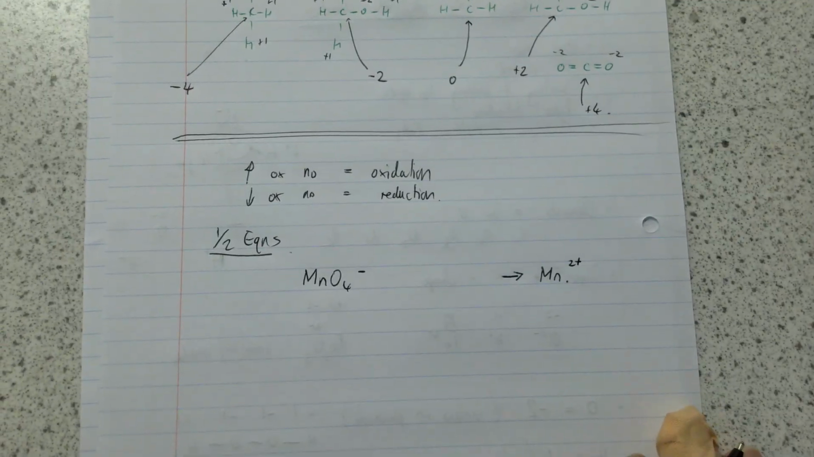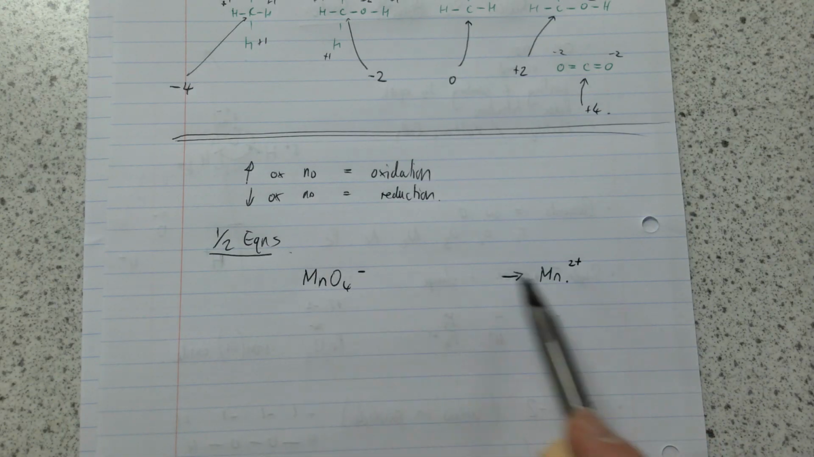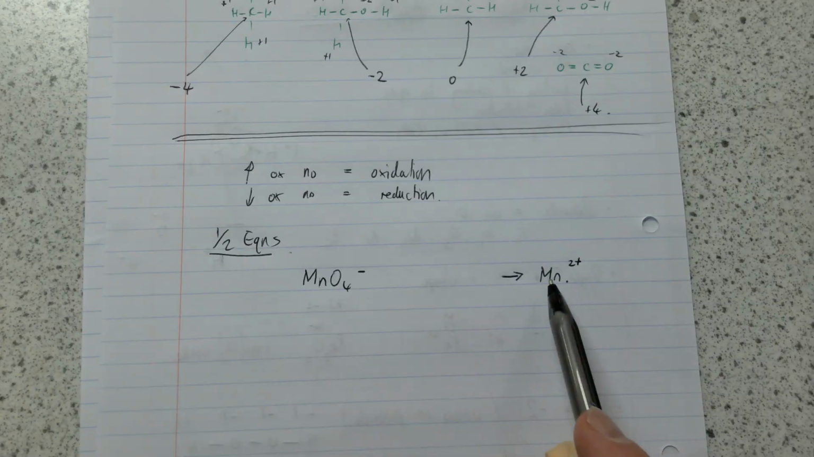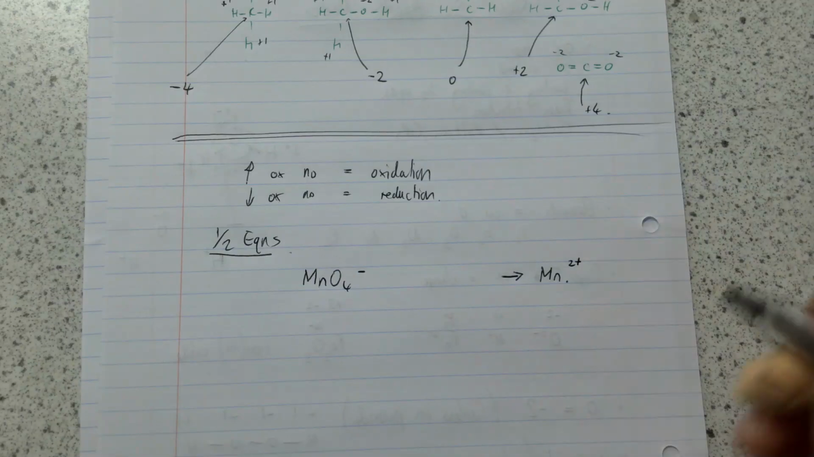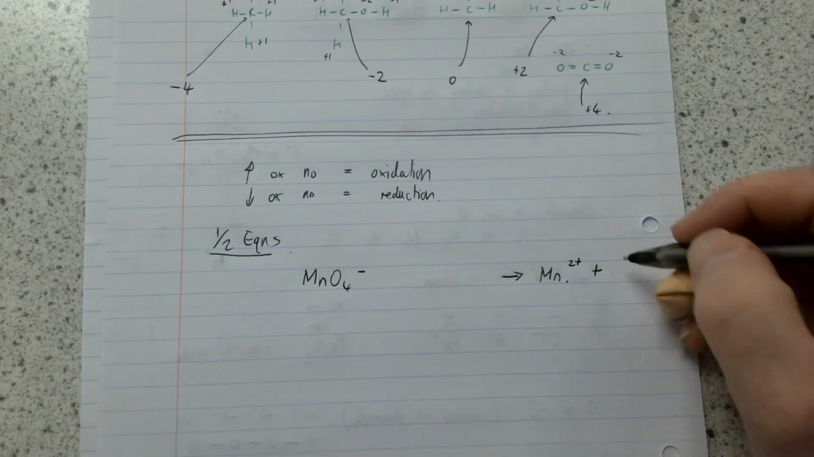So the first rule is the one that people often forget because you don't always have to do it. The first rule is to check that the element that is changing oxidation number, in this case the manganese, check that you've got the same number of that on both sides. That's often forgotten. The second step is to balance oxygens with water.